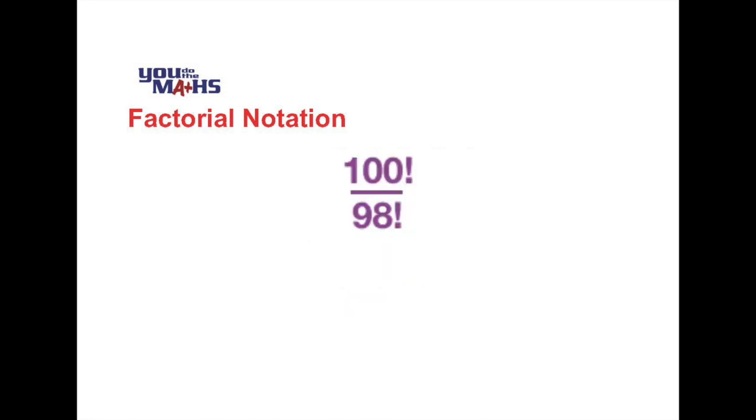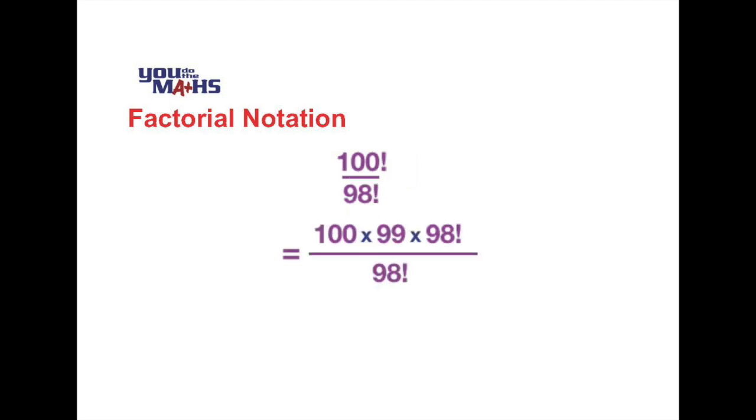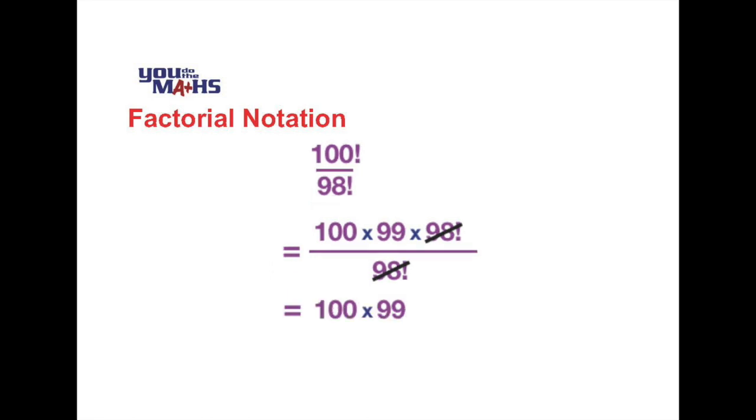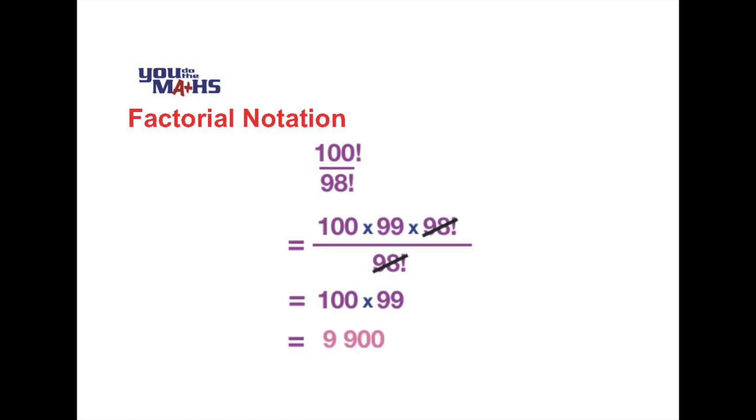In our next example, we've got 100 factorial divided by 98 factorial. So what we'll do is expand the top line, but not the whole way. We expand 100 factorial to be 100 multiplied by 99 multiplied by 98 factorial, and we stop there because it matches the bottom line, which is also 98 factorial. So we can do a quick division between the top and the bottom line, removing that 98 factorial, and we're left with 100 multiplied by 99. Performing this calculation, we get an answer of 9,900.